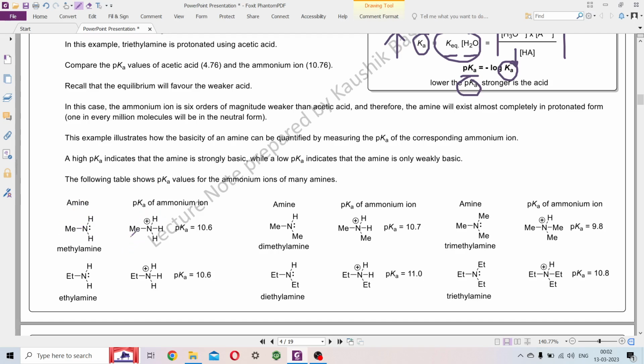Methylamine, তার corresponding conjugate acid হচ্ছে methylammonium 10.6, dimethylamine 10.7, trimethylamine 9.8. So a little bit different because of the relative solvation of the conjugate acid and also the stabilization of the plus charge on nitrogen by the alkyl groups which are inductive electron donating, etc. But let's not go into the detail of that. Ethylamine এর ক্ষেত্রে দেখো 10.6 প্রাইমারি অ্যামিনটার জন্য, ডাইইথাইলামিন সেকেন্ডারি অ্যামিনের জন্য 11.0, ট্রাইইথাইলামিনের জন্য 10.8.